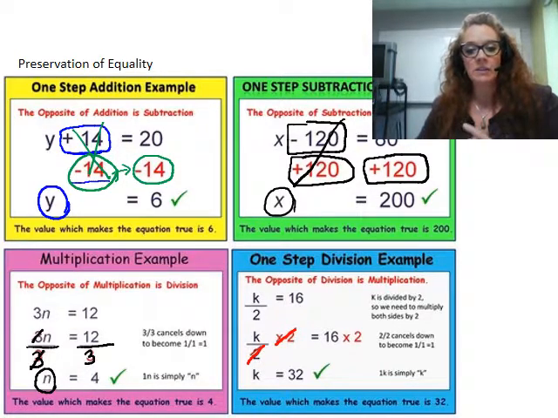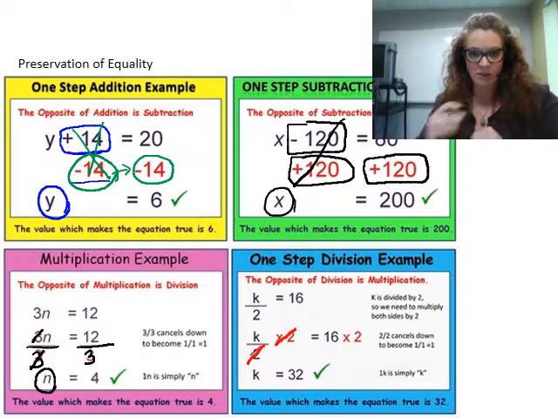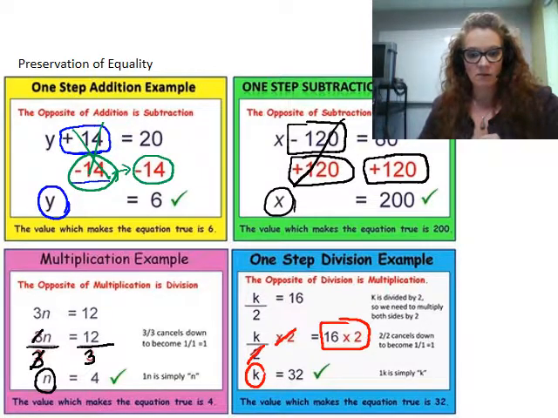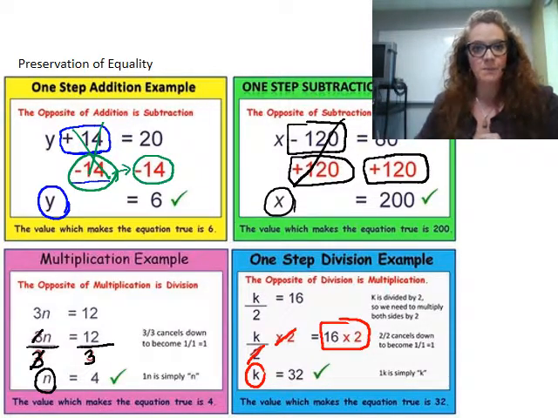And what they mean when they put the 2 on the top of the fraction, they're multiplying. So they're putting that 2 beside the k, and they actually used a multiplication symbol, the x there. So if I'm going to multiply by 2 on this side, I need to multiply by 2 on the other side, and my k is all by itself, and I've got 16 times 2 is 32.